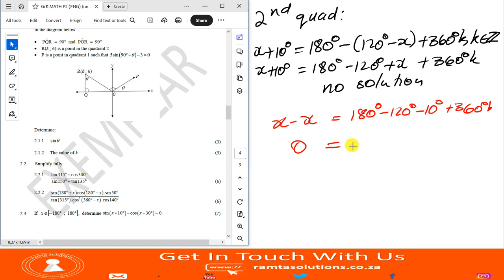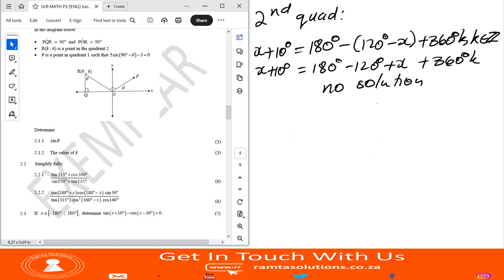So you cannot say, what is this? This is 50, isn't it? Is it 50? Yes, it's 50. You cannot say this. When you say 0 is equal to this, what are you trying to say? There's no variable here that you are dealing with. So this is why I'm saying it has no solution.